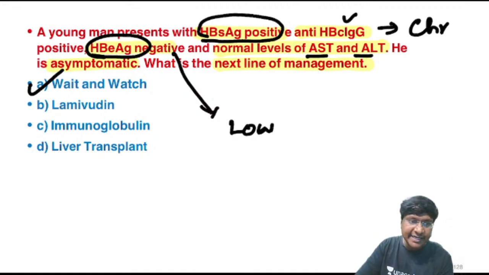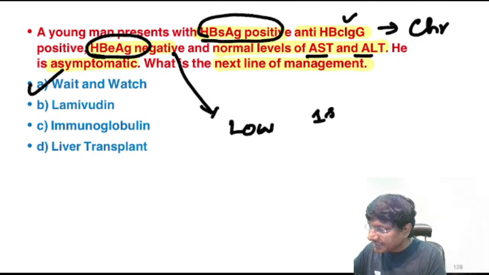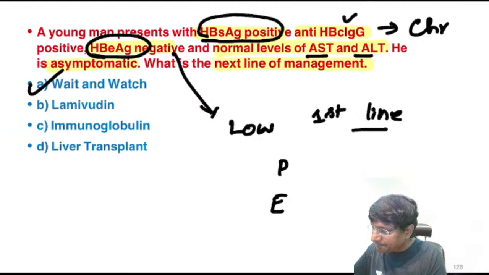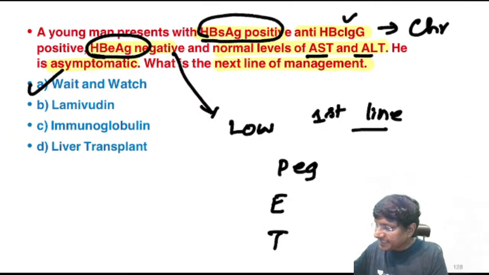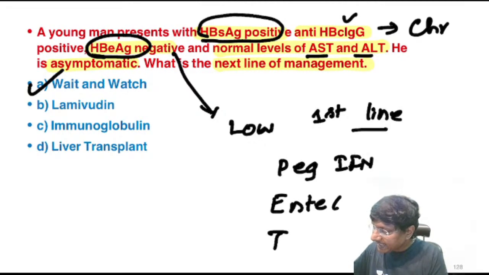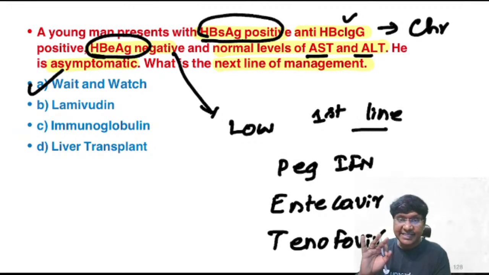Now what is the indication for starting the antiviral drugs? See, what are the first line antiviral drugs? The first line antiviral drugs, just remember this mnemonic, PET. What does this PET stand for? P is pegylated interferon. E stands for entecavir. T stands for tenofovir. So these three are your first line antiviral drugs.